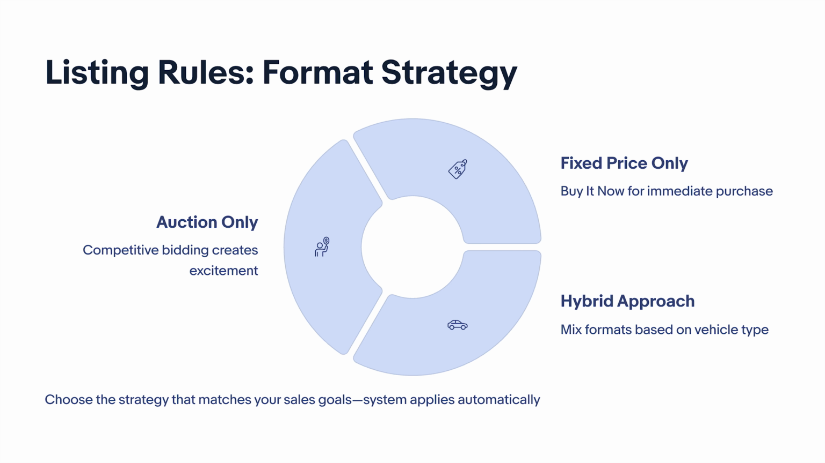There's also a rules section on this page. Here you decide whether your listing should be auction only, fixed price only, or a combination of the two. This flexibility allows you to match your listing's approach to your overall sales strategy while keeping your eBay presence optimized.